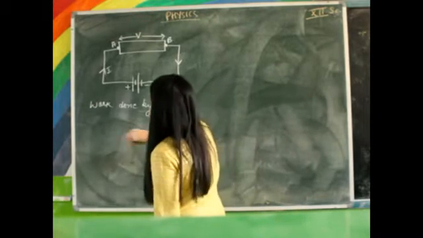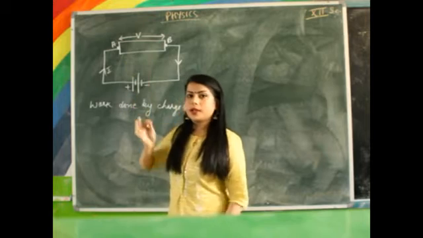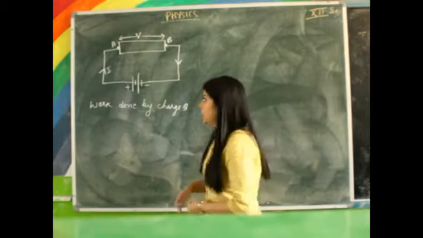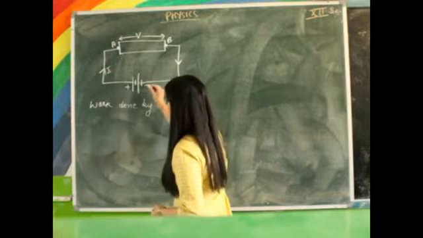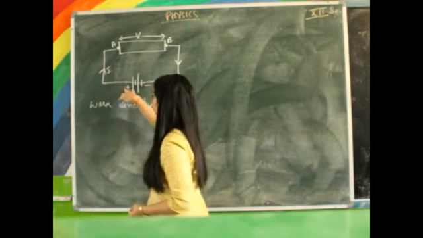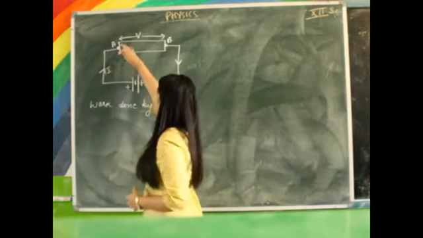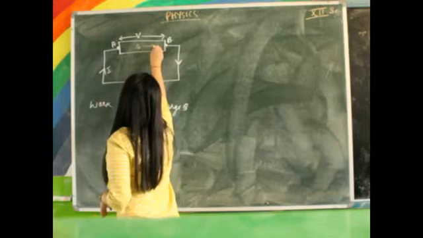Here's one circuit. Batteries are connected to a box over here. This box can be anything, like a resistance, a bulb, or anything which consumes power. This is the positive terminal, and this side is negative. So A is at higher potential, B is at lower potential. When a charge flows, it flows from higher potential to lower potential. So the charge flows from A to B.